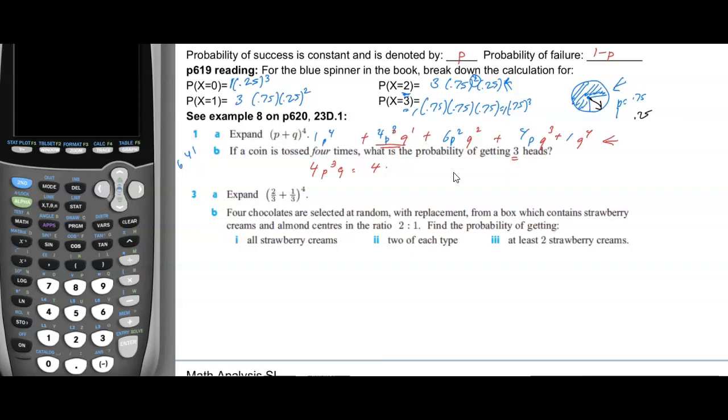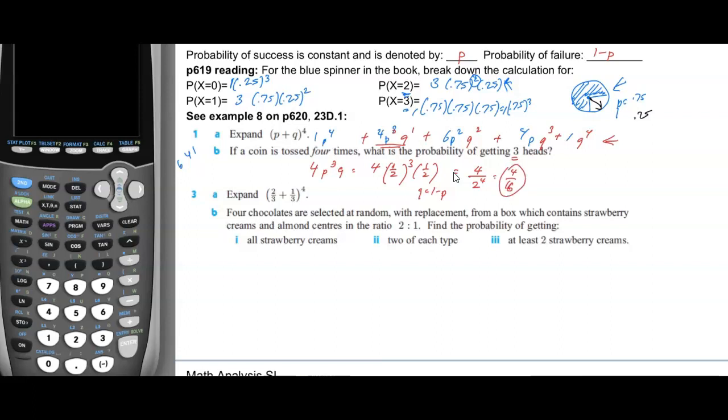And the p is the success rate of getting a head. So isn't the probability of getting 1 head 1/2? And the probability of getting tails on the other one is also 1/2. So there we go. Okay, 1/2 cubed times 1/2. So the q is actually 1 minus p, but in this case it's kind of confusing because p is 1/2, so q is also 1/2. All right. So 4 over 2 to the 4th is equal to 4 over 16.